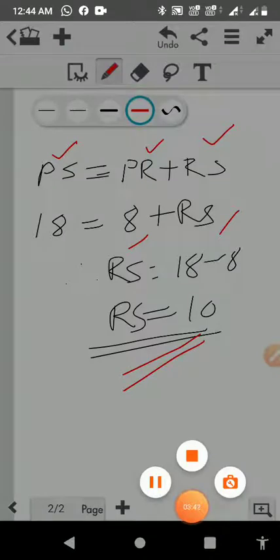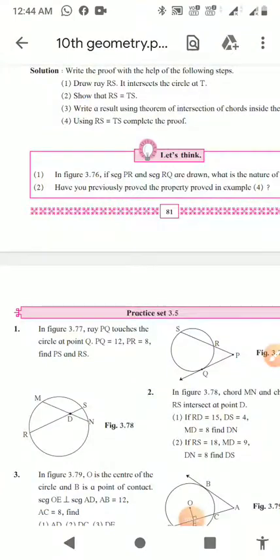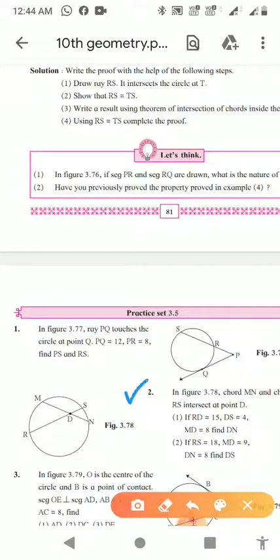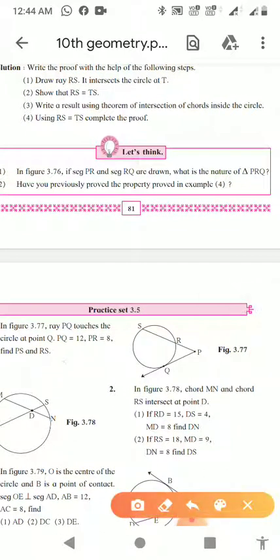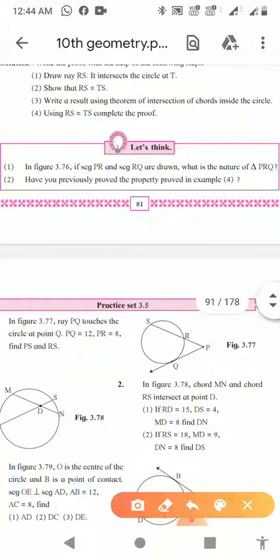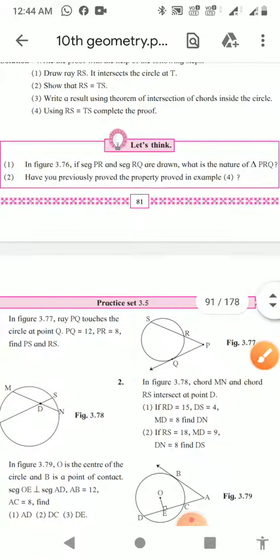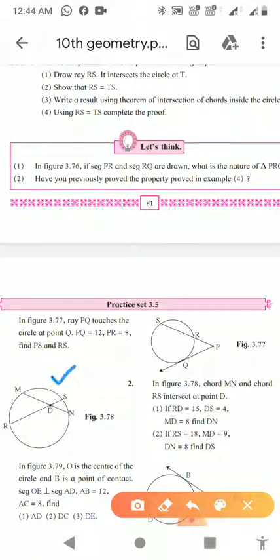Now we will proceed to our next question. We will discuss the second question. A diagram is given here. Sorry, again I will quickly put it. Okay, now it is correct. So I'm discussing this diagram.